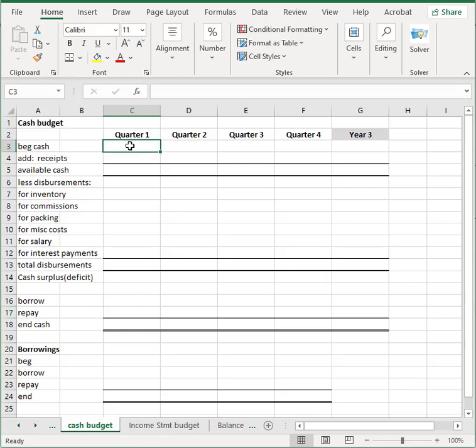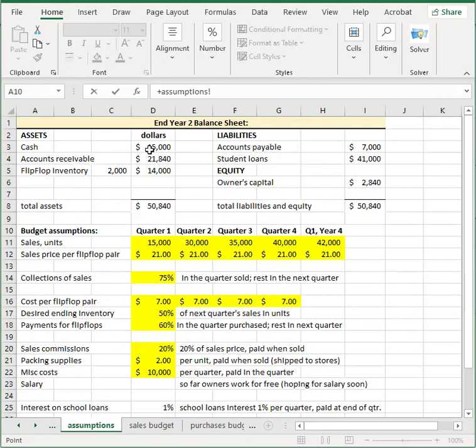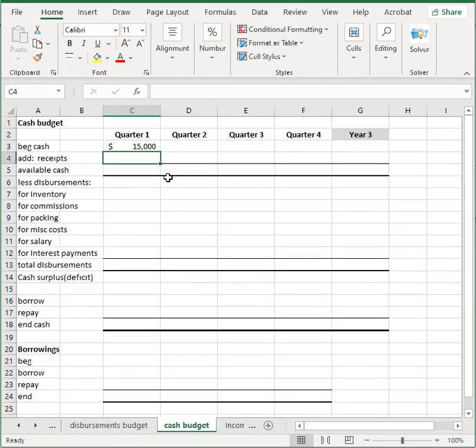Let's start with the beginning cash. The beginning cash in quarter one is on the balance sheet at the end of year 2. So we've got to go back to our original data. Here's your beginning of year 3. So the end of year 2 is December 31st. The night of December 31st is the same as good morning, January 1st, year 3.